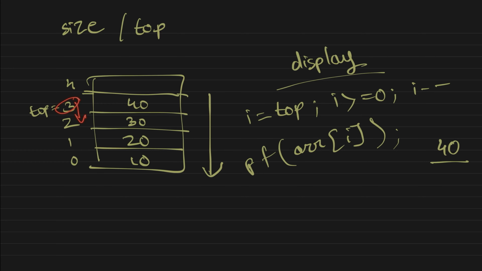And then array of 2 is what? 30. So this 30 would then get displayed. So similarly we will display 20 and then 10, and after 0 i would become what? Minus 1, and then this condition of the loop would become false and would no longer be printing elements. So this is how we would write the display function for a stack.